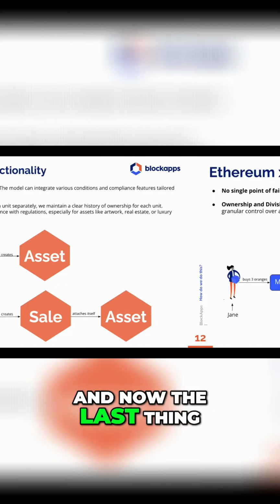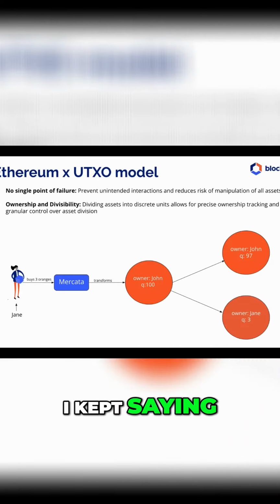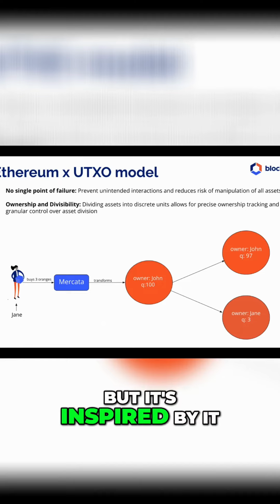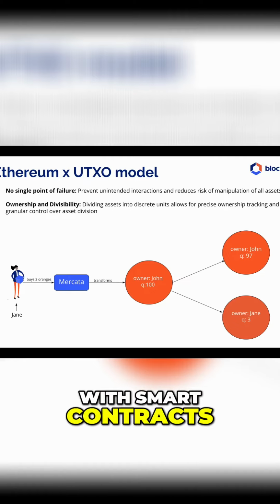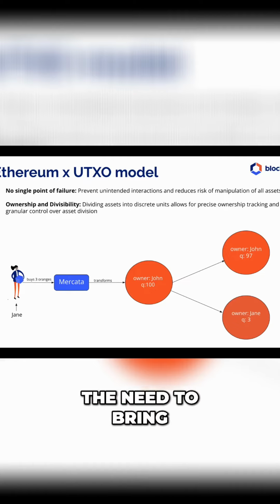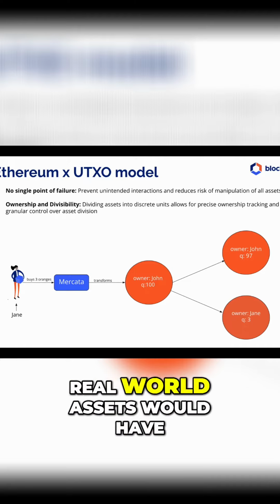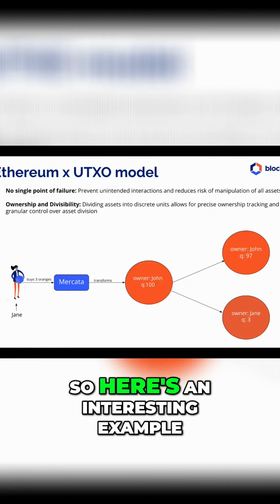And now the last thing, I kept saying that it's similar to UTXO. So it's not exactly like the UTXO model, but it's inspired by it. We started out with smart contracts, and then again, we felt the need to bring in a UTXO model to give that extra functionality that real world assets would have, right? So here's an interesting example.